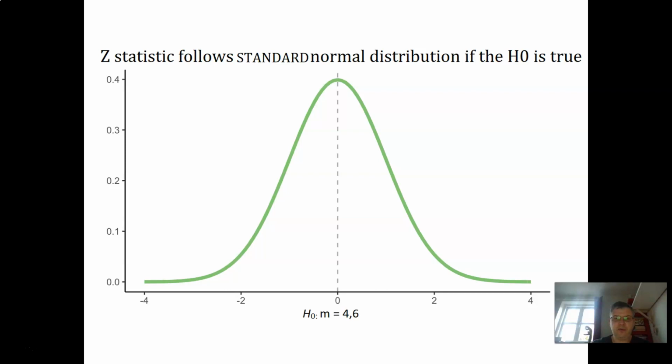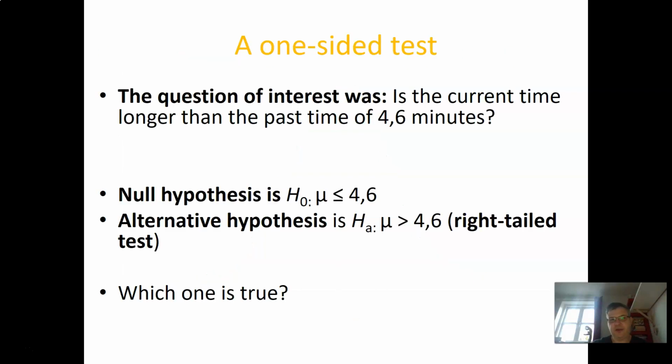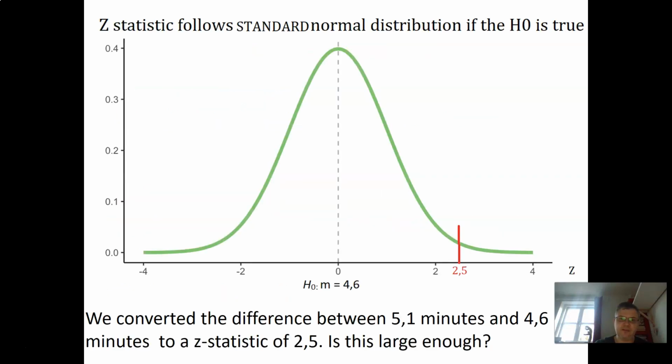And how do we use this information? Well, the question of interest was, is the current time longer than the past time of 4.6 minutes? The null hypothesis is that mu is not different from 4.6, it's equal to 4.6 or less. And the alternative was that it was more than 4.6. And of course, which claim is true? Which hypothesis is true? This is what we want to test.